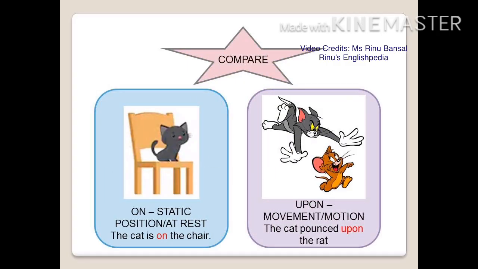Let us also understand the difference between on and upon. On means a static position or when you are at rest, whereas upon is used when we are talking about movement or motion. For example, the cat is on the chair. He is not doing anything. He is just sitting on the chair. On the other hand, the cat pounced upon the rat. We can see that there is a movement. The cat is trying to catch the rat and therefore we use the preposition upon.